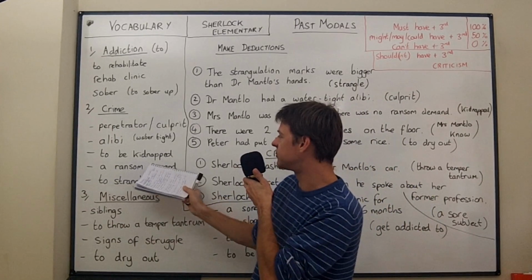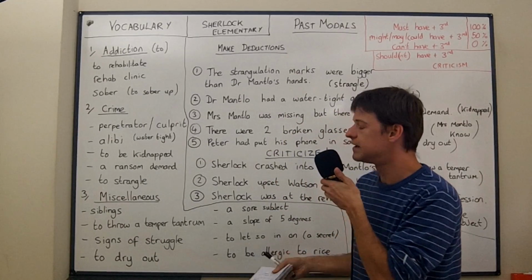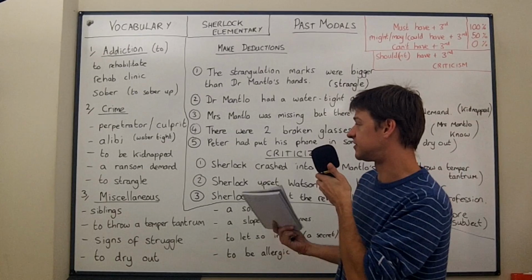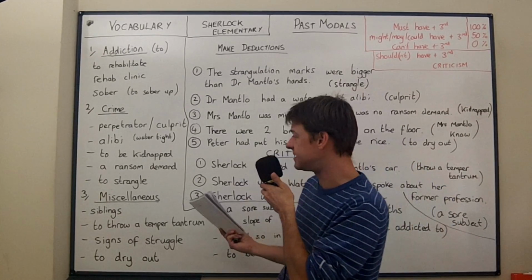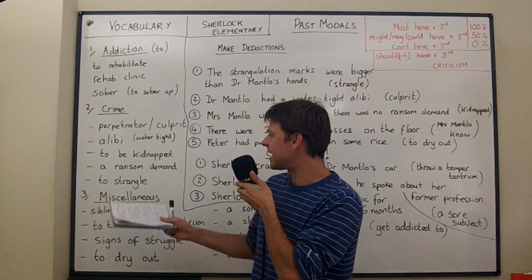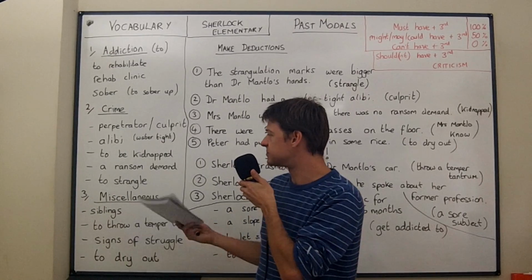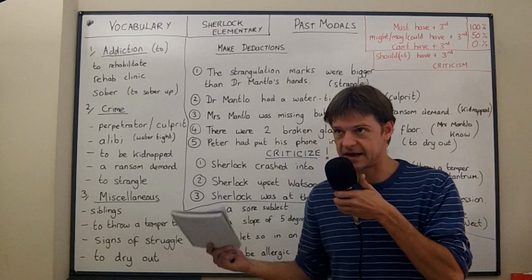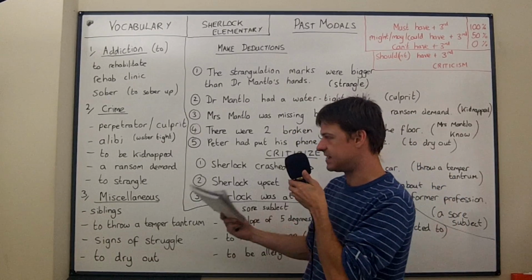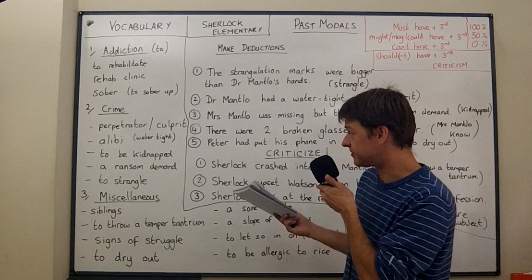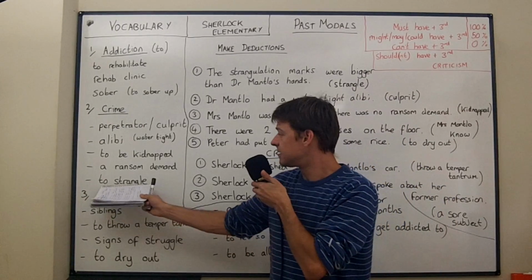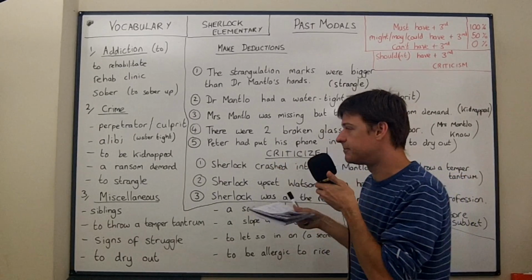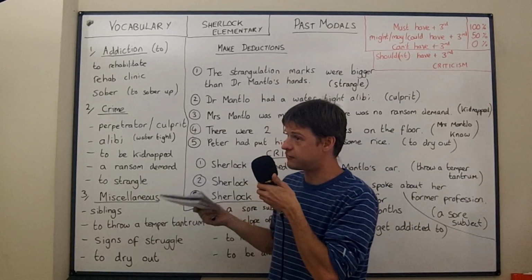Thirdly, the expression to be kidnapped came up because the police first of all suspected that this lady may have been kidnapped. However, there was no ransom demand, which was strange. So remember, the ransom demand is the money that the kidnappers demand in exchange for the person who has been kidnapped. Lastly, to strangle, this means simply to suffocate someone by squeezing their neck or their throat.